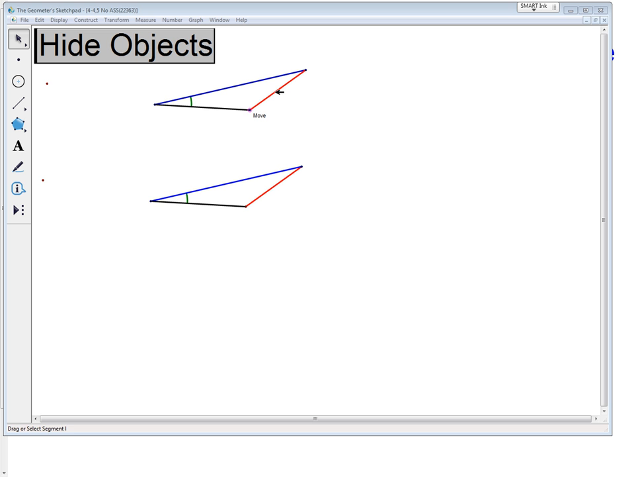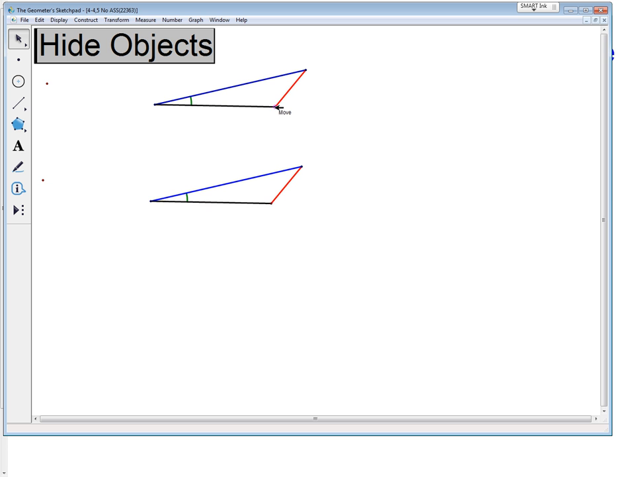The red segment on the top triangle is the same as the red segment on the bottom triangle, and the green angles are congruent between them. You'll notice as I move this point, the red segment changes equally in both of the figures. The blue segment is not changing length at all, and the angle is changing equally between them.